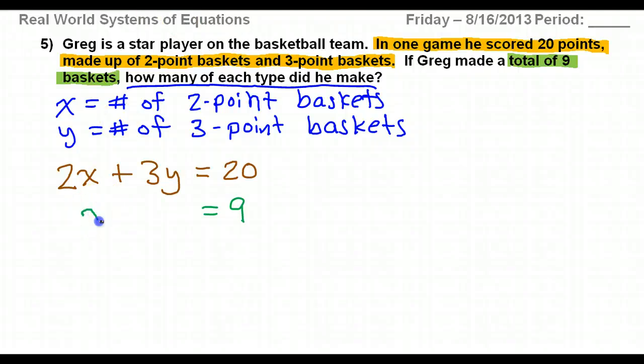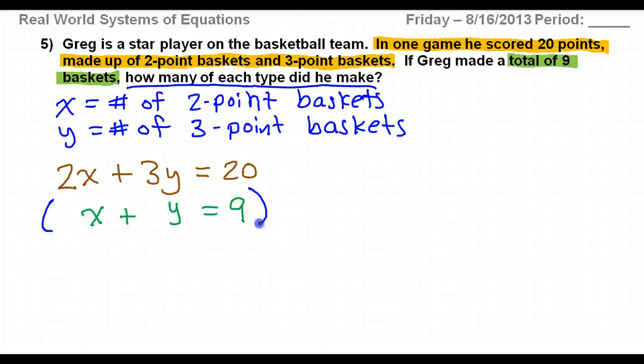Okay, so I've got x plus y equals 9. For the elimination method, your x's need to be lined up, your y's need to be lined up, your equal signs should be lined up, and your constants, like 20 and 9, should all be lined up. Now, of course, for the elimination method, I need opposites that cancel. So this is a positive 2x, so I'd love to make this a negative 2x.